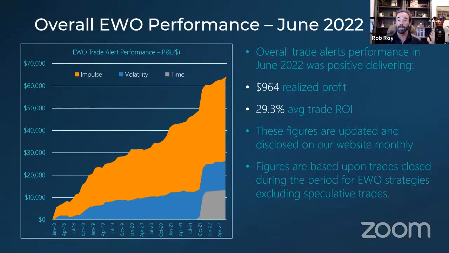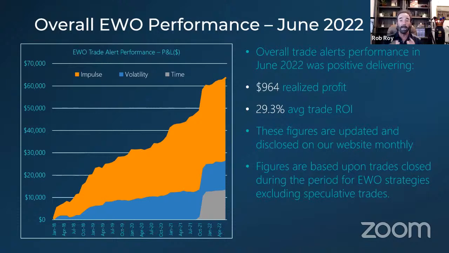We feel that we are as transparent as anyone can possibly be. We even have mark-to-market graphs on our website that show you where every one of our alerts are at the end of every single trading day. So it's not just the end of the month that we update things. You know where you are throughout the process. And these figures are based on trades closed during our LA Wave option strategies, but not including speculative trades.